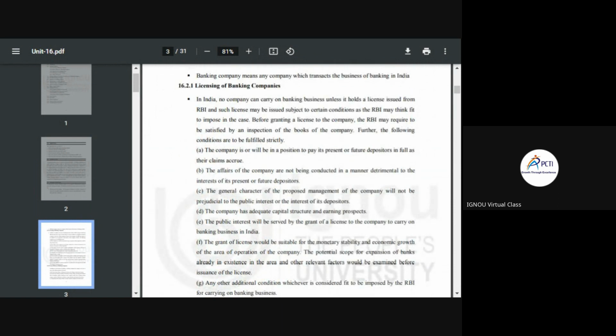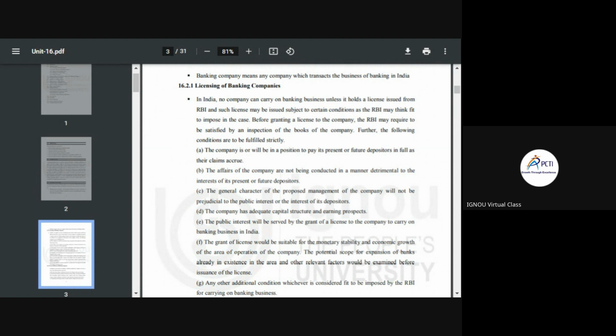Basically in India no company can carry on banking business unless it holds a license issued by the RBI, and such license may be issued subject to certain conditions as the RBI may think fit to impose. Before granting a license to the company, the RBI may require to be satisfied by inspection of the books of the company. So here we have some conditions that we need to fulfill strictly to take the license for a banking company.